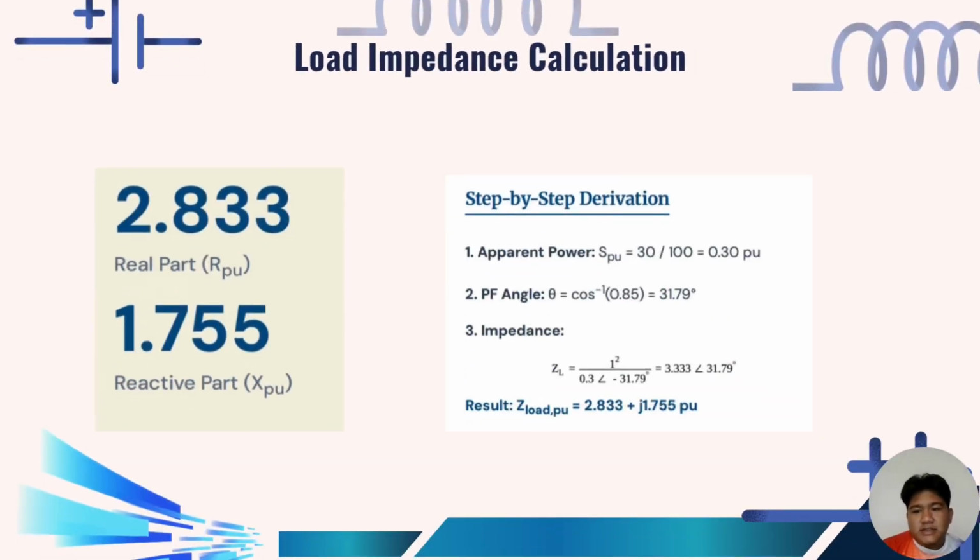So finally, we address the load impedance calculation as illustrated in this slide. To find the per unit load impedance, we first normalize the load's apparent power to the 100 megavolt ampere system base and determine the power factor angle. By using the formula ZL equals V square over S, where V equals 1 per unit for nominal conditions, we calculate the polar form of the impedance, 3.333 at an angle of 31.79 degrees per unit, and convert it to rectangular form, resulting in a real part of 2.833 and an imaginary part of 1.755.